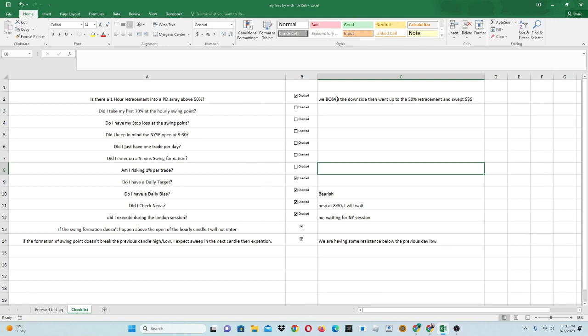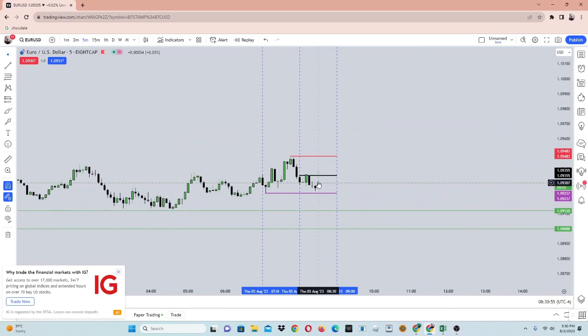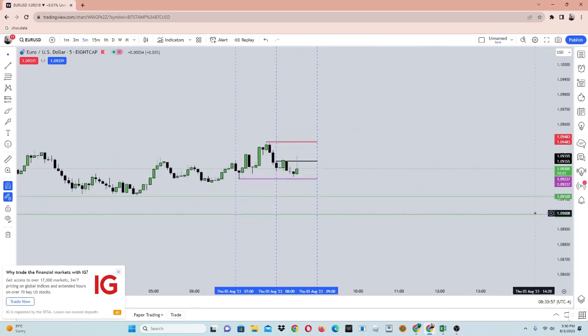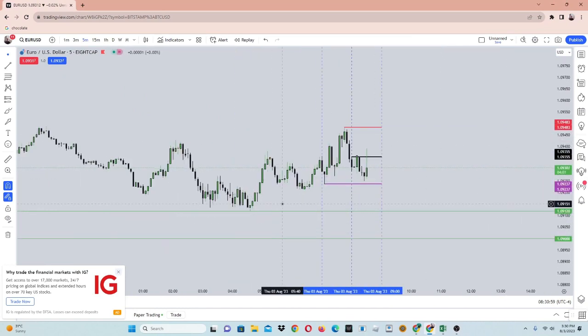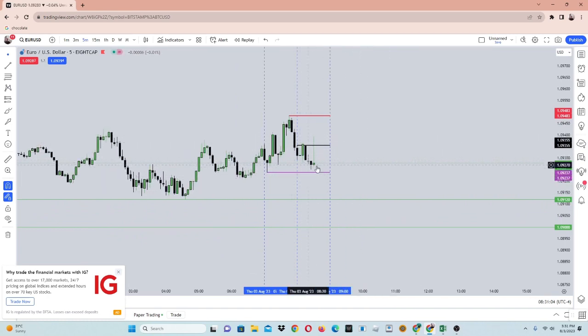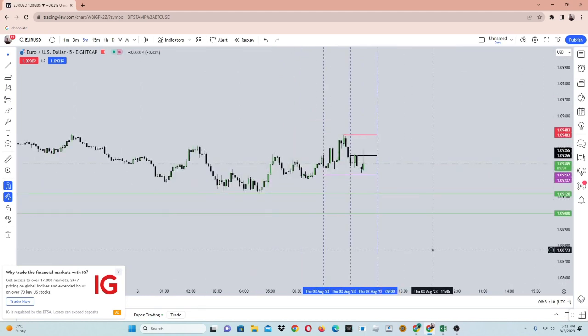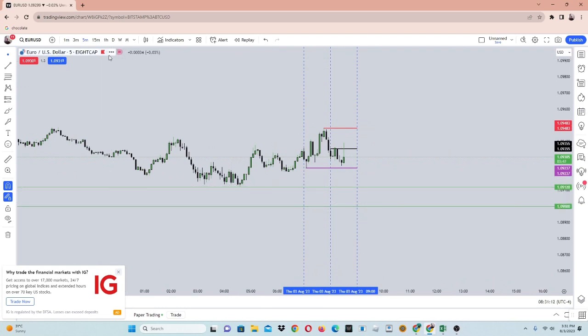I had a shift in market structure and 50% retracement, and we swept liquidity. So now I will wait for the 5 minutes swing formation. So as you can see, we swept liquidity. Okay, so these are my first targets, but if my risk to reward ratio is very small, I will not be taking my trade into these targets.